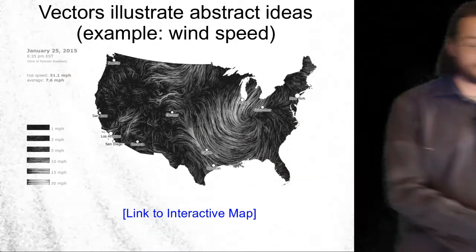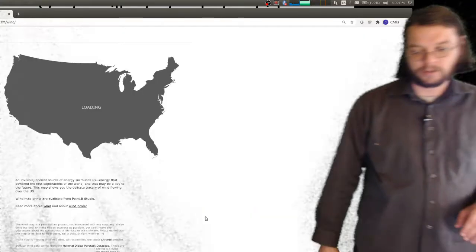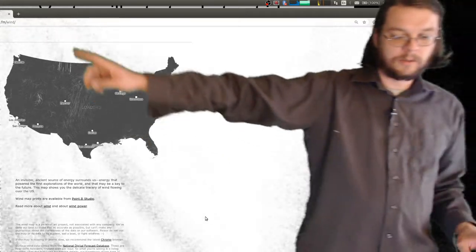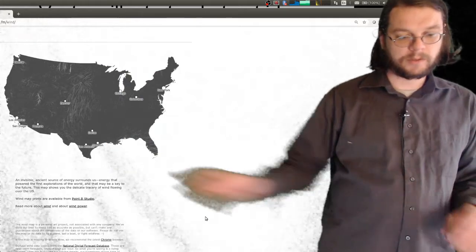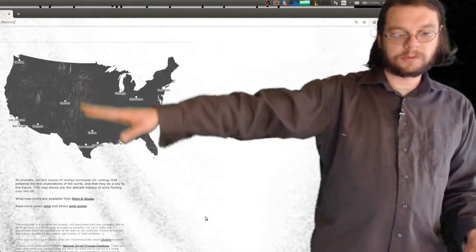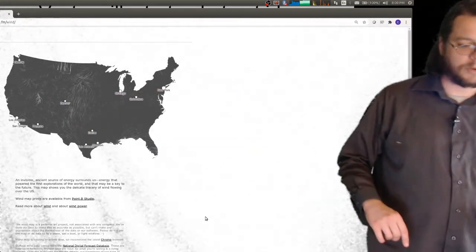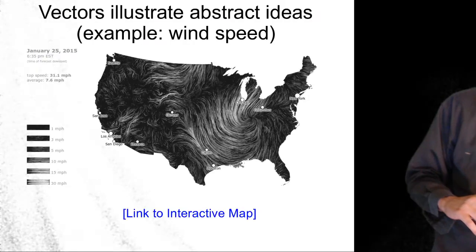I can click this link, but unfortunately today is not a super windy day in the U.S. There's a little bit of wind here and there, a little bit over Florida. But you can see the wisps moving, which is kind of nice. Maybe I should have chosen a windier day to show this off.